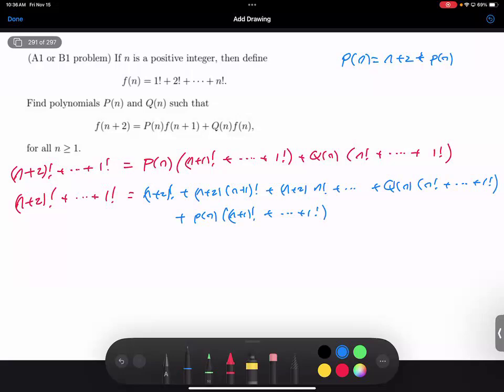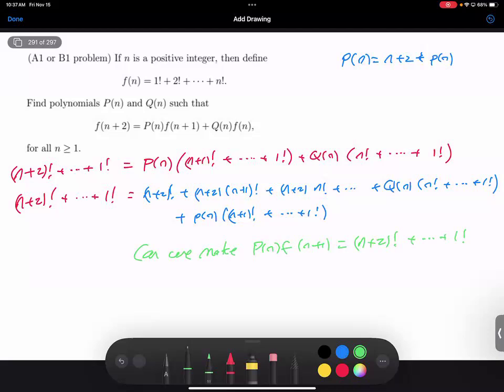I think if you can make Q times f of n equal to (n+2) factorial, right, so that was the thing, if you could make that equal to (n+2) factorial, then you can take q of n to be 1. Yeah. So can we make P_n times F_{n+1} equal to (n+2) factorial plus dot dot dot plus 1 factorial? Or we can do the other thing.